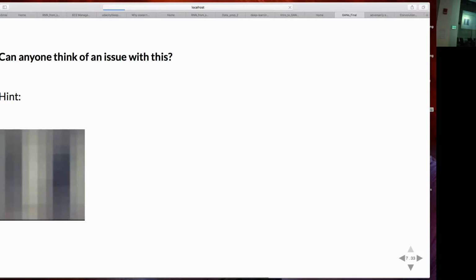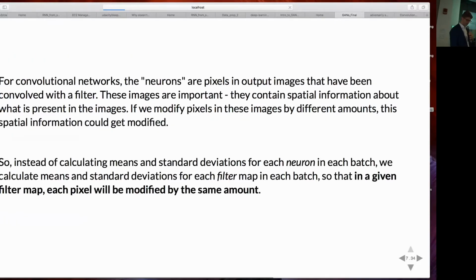So subtle issues. There's actually more you have to do with batch normalization in convolutional neural networks. And that's what this does.